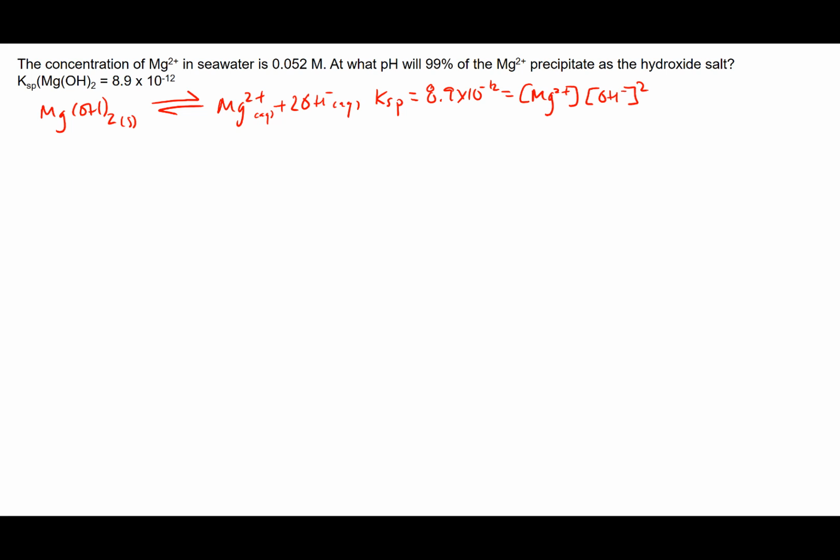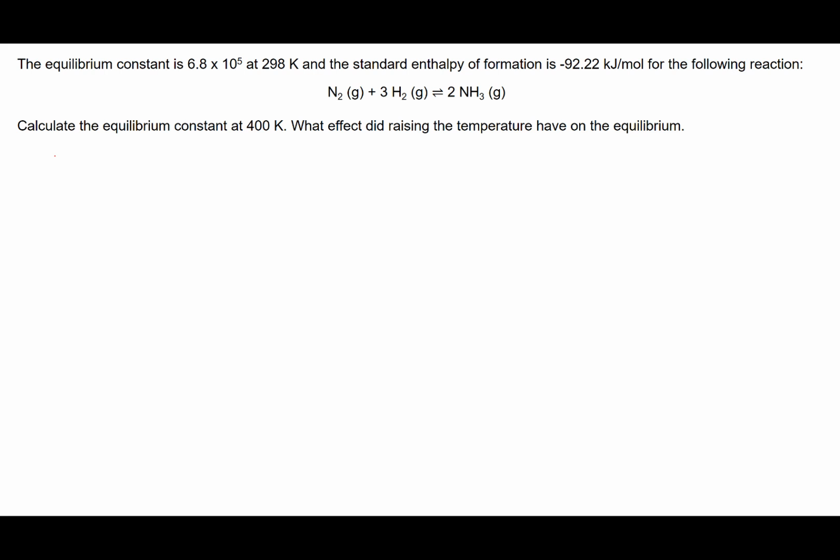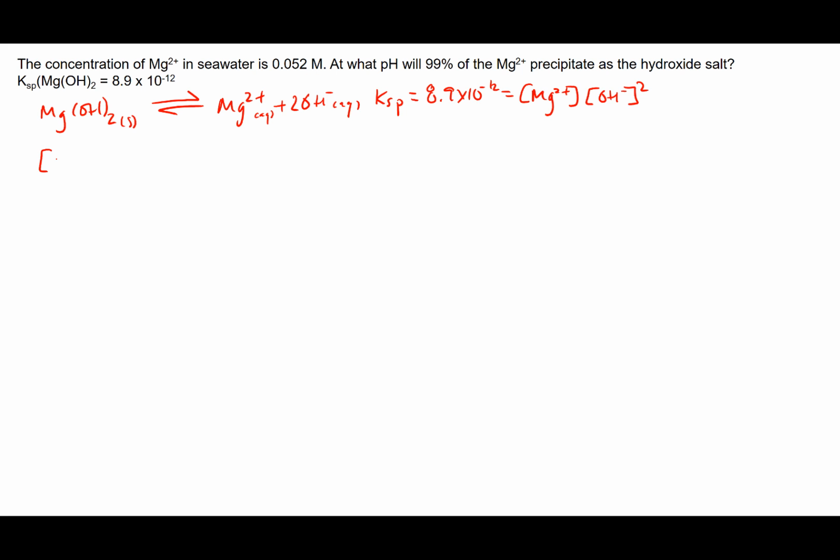So now the question is, what values do we have in this case? We know that we're starting off at 0.052 molarity, but we want to remove 99%. So what is the concentration of the magnesium at that point? The initial concentration of magnesium 2+ is 0.052 molarity, but if we only want 1% of that remaining, we just multiply that by 0.01. What we get is that the concentration should be 5.2 times 10 to the negative 4 molarity, and that's what we're going to be using for our equation.